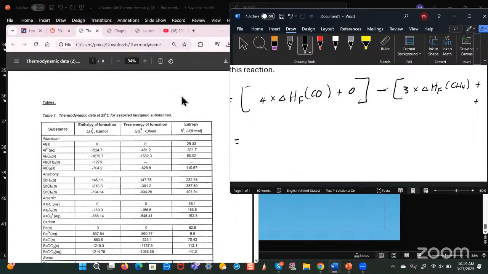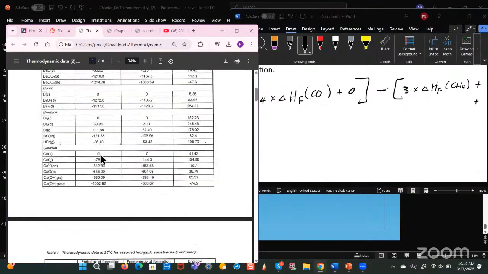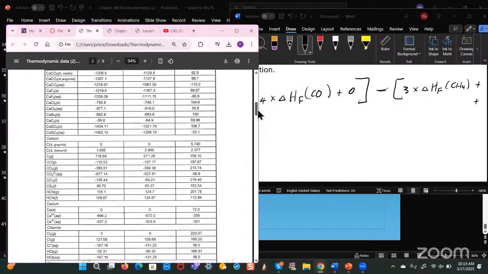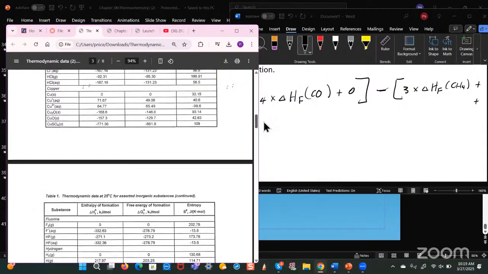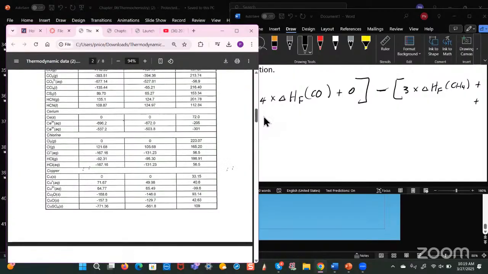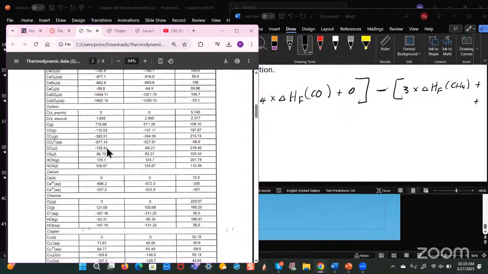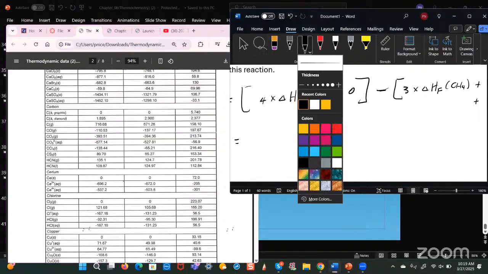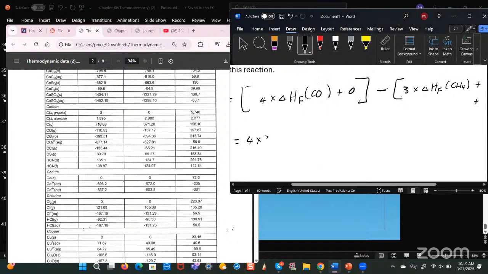In the case of carbon monoxide, here's a table, and these are, if I'm not mistaken, arranged in alphabetical order, so that should make it a bit easier, I hope. Carbon dioxide. Okay, for carbon dioxide the value is minus 393.51. So I'm going to have here 4 times 393.51 kilojoules. That takes care of that. Because hydrogen is 0, I don't need to do anything else as far as the products are concerned.